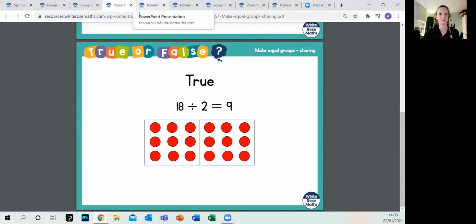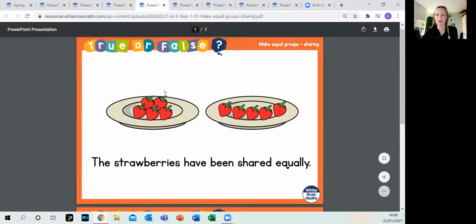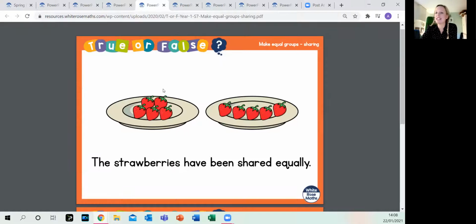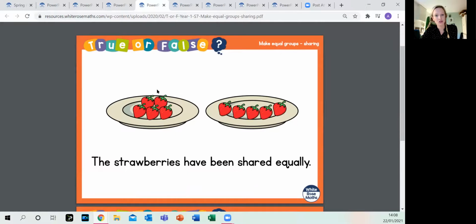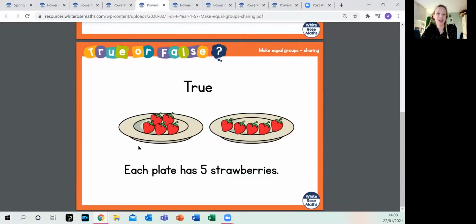Question 4 was the strawberry one. The strawberries have been shared equally. Is that true or false? How many strawberries are on this plate? 1, 2, 3, 4, 5. How many are on this plate? 1, 2, 3, 4, 5. There are 5 on each side. That is equal. Well done.